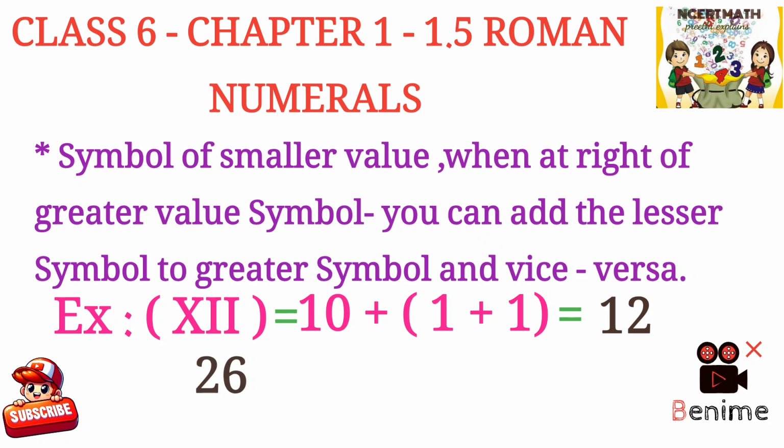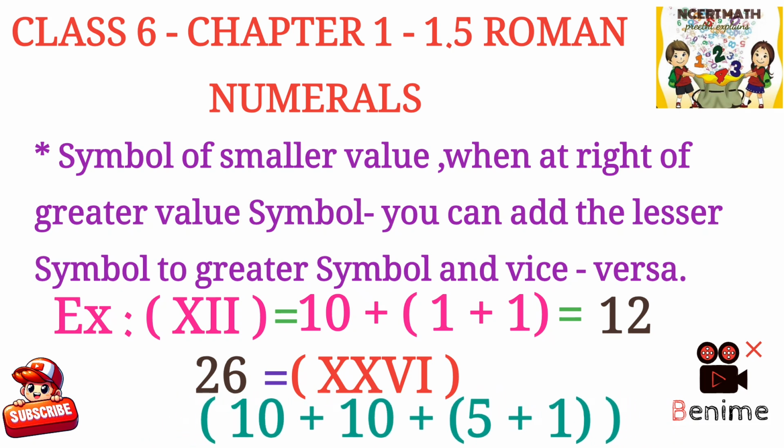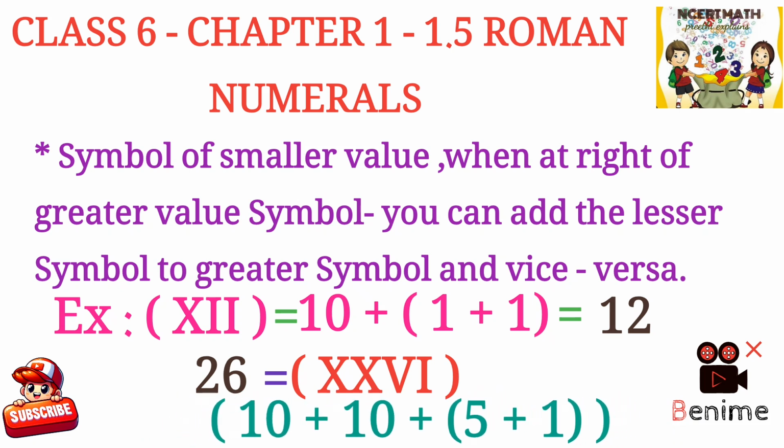The second example is 26. How can you write the number 26 as a Roman numeral? X, X, then the symbol for 6. So X is 10, and 10 and 5 plus 1 means 26. This is the exact meaning of this rule.